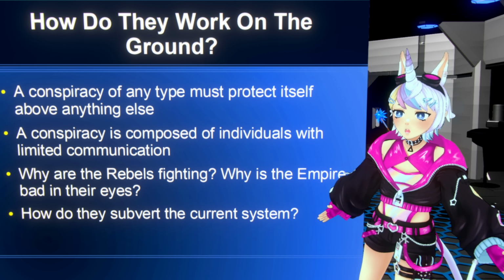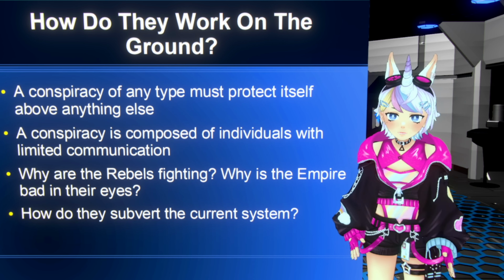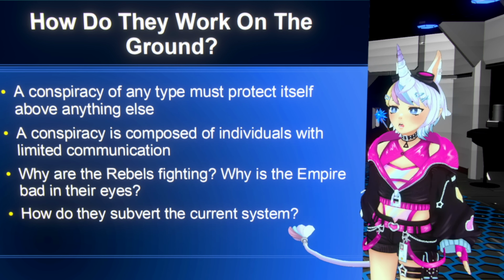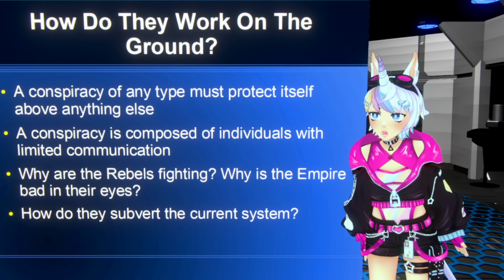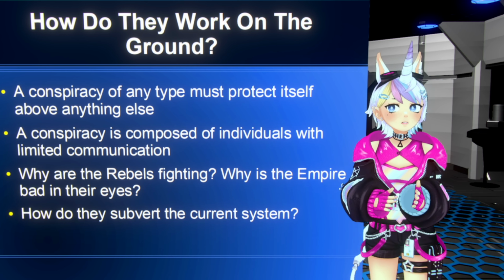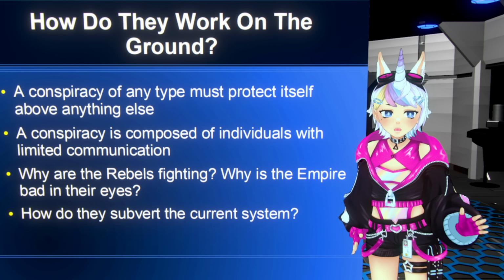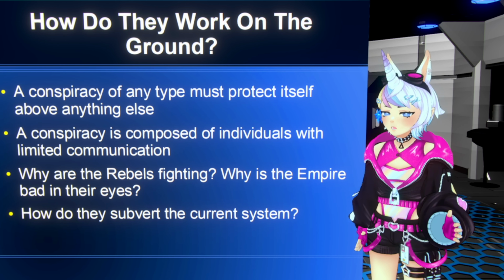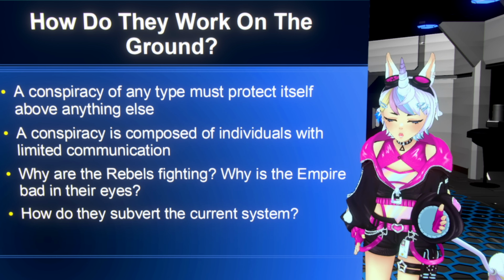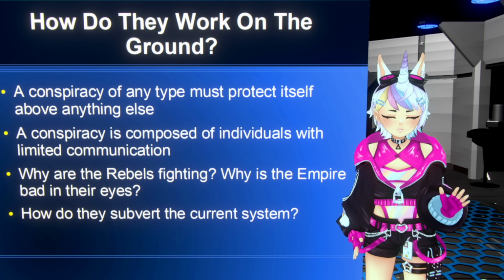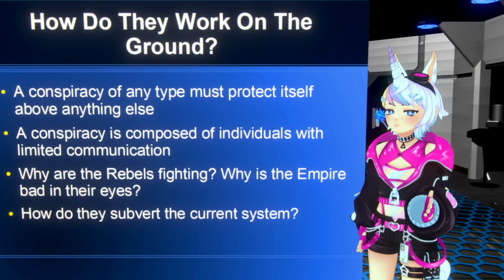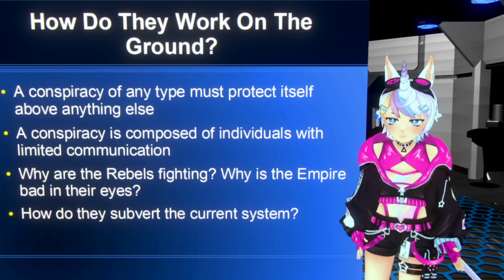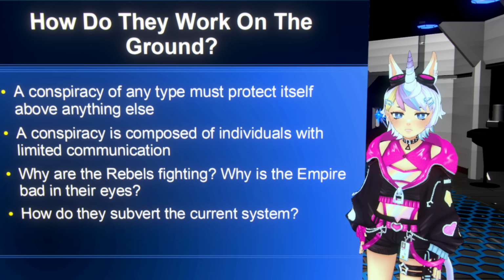So how do the Rebel Alliance work on the ground? How does this work on a local level? A conspiracy of any type must ultimately protect itself above anything else. And this goes for more than just the Rebel Alliance. It goes for any kind of conspiratorial mystery that you may want to run. If suddenly the powers that be realize that they have a conspiracy and they have traitors in their midst, they're going to do everything they can to weed it out.